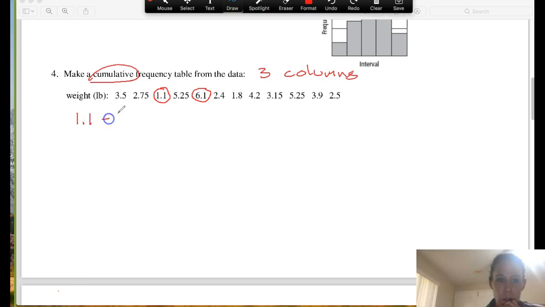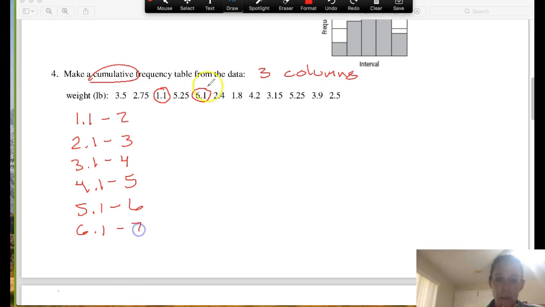So let's go ahead and do 1.1 to 2. And then let's go 2.1 to 3, 3.1 to 4, 4.1 to 5, 5.1 to 6, and then 6.1. We have to continue this one to 7 because that's our biggest point. Now you could have done this a variety of ways. You could have done like 0 to 2, 3 to 4 by 2s. This is just one way to do it.